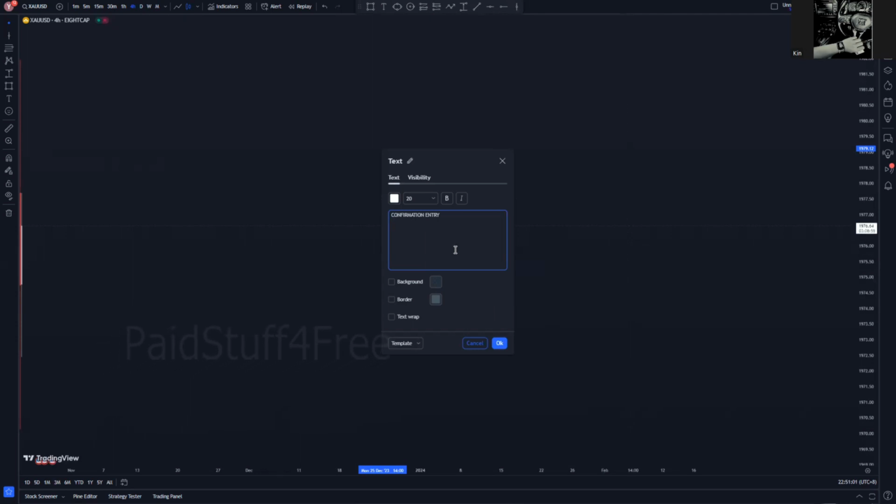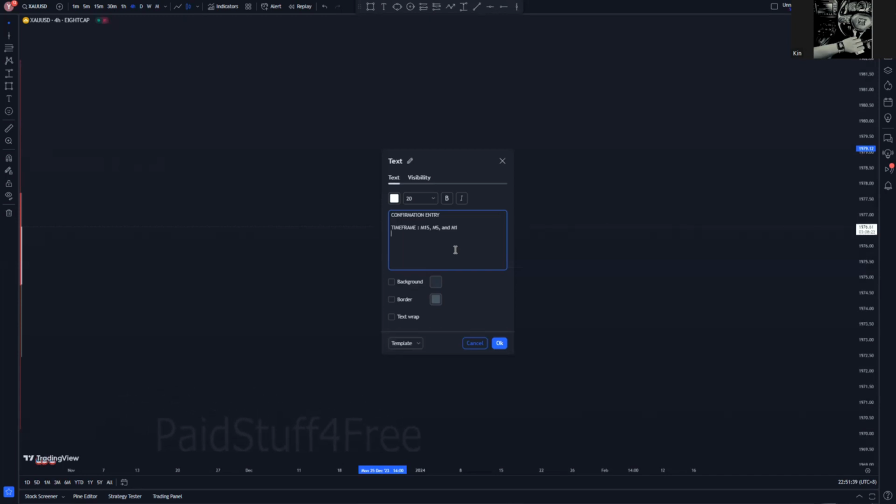Okay, focus on this one first, and after this you need to remind me. The confirmation entry. The time frames we're going to use for the confirmation entry are M15, M5, and M1. M15 is the biggest time frame in the confirmation entry, and M1 is the smallest.